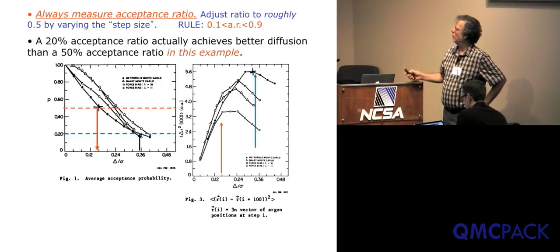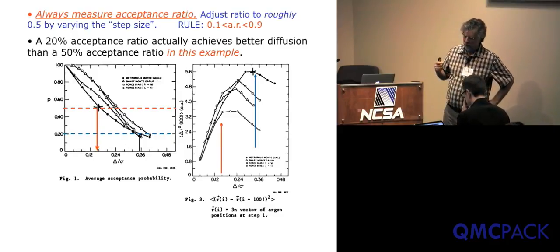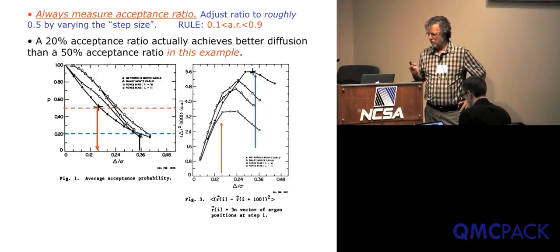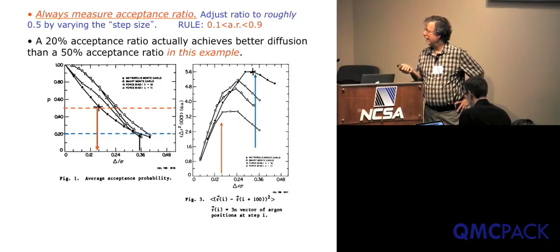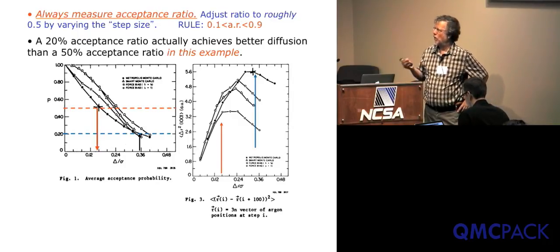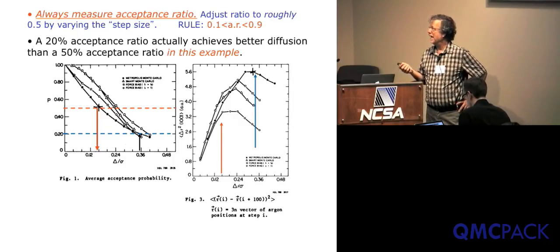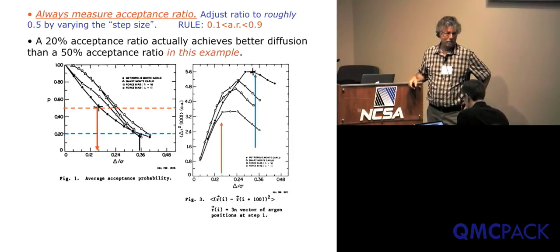Here's an example about the acceptance probability. Here, P is the acceptance probability. That's the probability that when you sample, you accepted the move. And this delta is how far you move, okay? And this is the general trend always. That is, if you move a very small distance, you always are accepted.